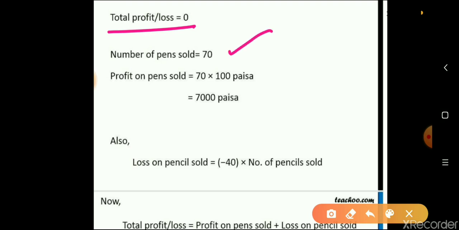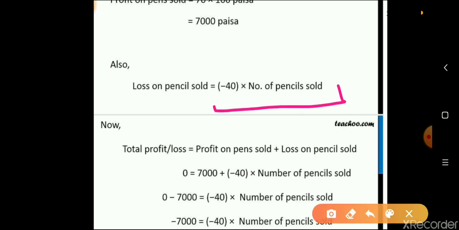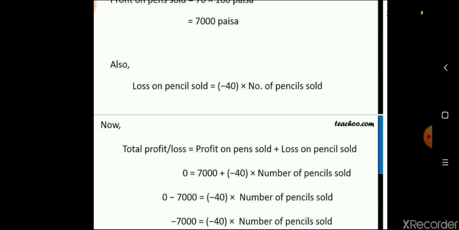So the profit on 70 pens will be 70 multiplied by 100, because we are converting it into paise. So the overall profit for pens will be 7000 paise. Now the loss on the pencils sold will be minus 40 into number of pencils sold, because we don't know the number of pencils sold in that particular month.